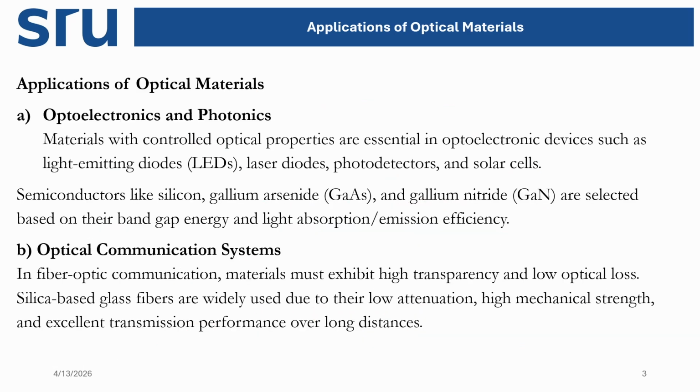First we'll discuss applications of optical materials, where optical materials are used. There is one area called optoelectronics and photonics. This is the section where these materials are used. Materials with controlled optical properties are essential in optoelectronic devices.